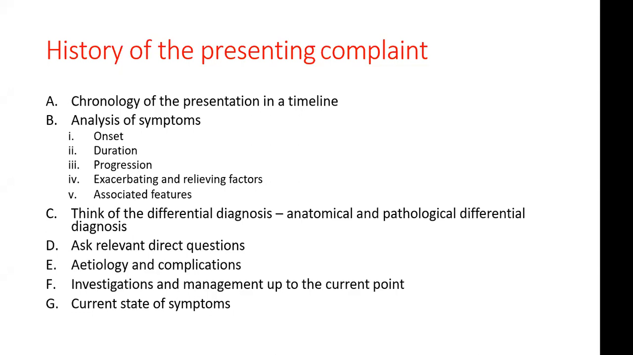Then I told you stop. Think of a differential diagnosis. What could be happening to this patient? Try to do an anatomical differential diagnosis, that is to say what system is involved. And then a pathological differential diagnosis, see if it's infective, inflammatory, whatever it is. And then based on this list, generally it is very safe to have about 5 differential diagnoses at this stage, or 3 minimum. And then you ask direct, relevant, specific questions for each of these differential diagnoses.